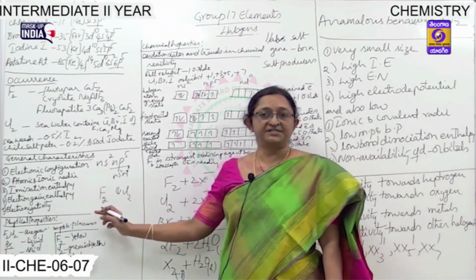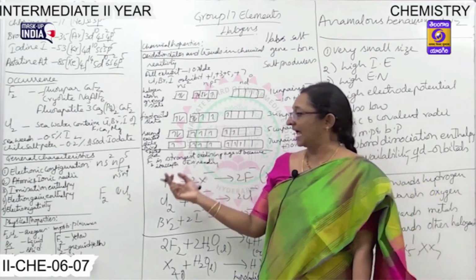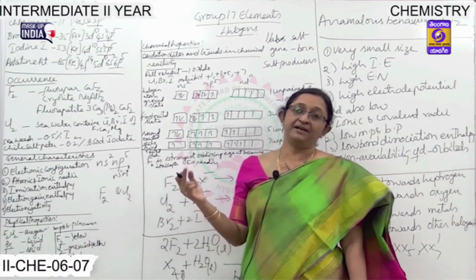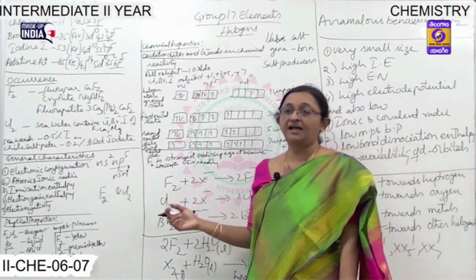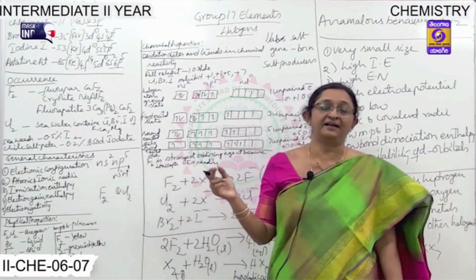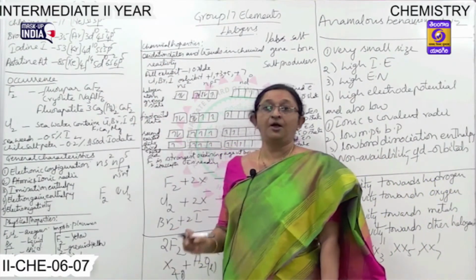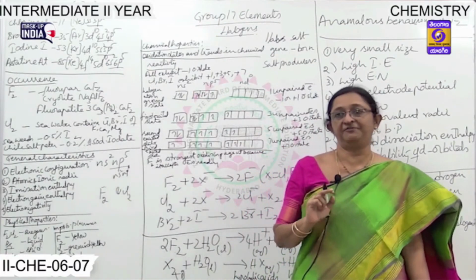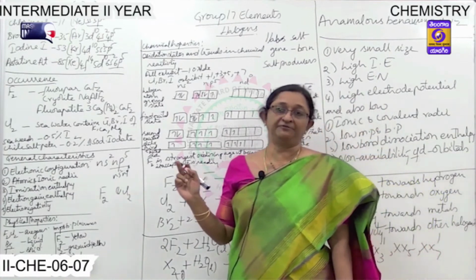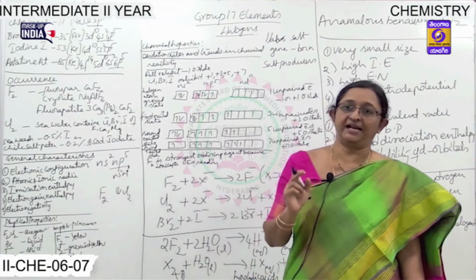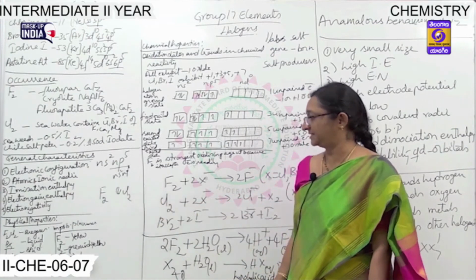Then electronegativity. What is electronegativity? Tendency to gain an electron. So when these halogens gain an electron, they get the stable electronic configuration of ns2 np6. That's why the halogens have the highest electronegativity values. Among all these halogens, fluorine has the highest electronegativity value. That's why we learned in the first year, when discussing electronegativity, that fluorine shows the highest electronegative value. So these are all general electronic characteristics.